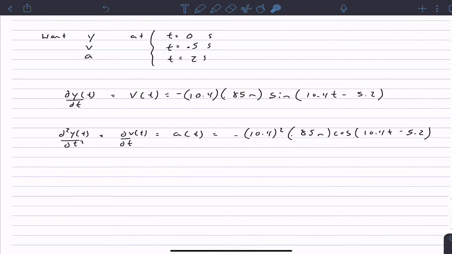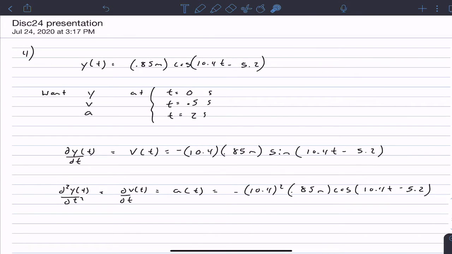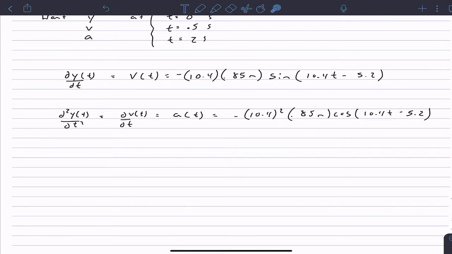Notice that in our initial equation, 10.4 is here. This is for a standard form where you have the amplitude, right? So we call it y max is our amplitude times cosine omega t minus a phase shift. So omega in this case is 10.4. Now notice this. The only thing that came out of this derivative is negative 10.4, right? Then we had negative again, 10.4 squared.